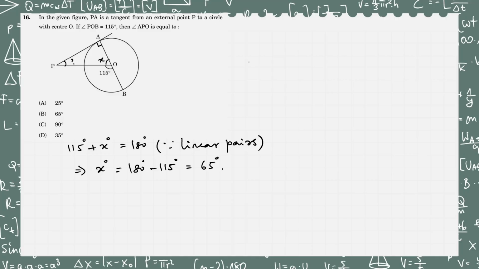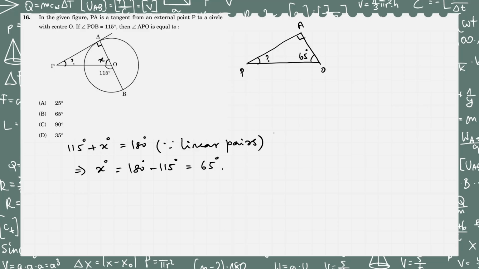So now let us consider the right angled triangle APO. Angle A is 90 degrees, right? How do you know? Because AP is a tangent and AO is the radius, and we already know that a tangent is perpendicular to the radius at the point of contact. So that's how we know that the angle at A is 90 degrees. And just a while ago we found this angle X to be 65 degrees, right?